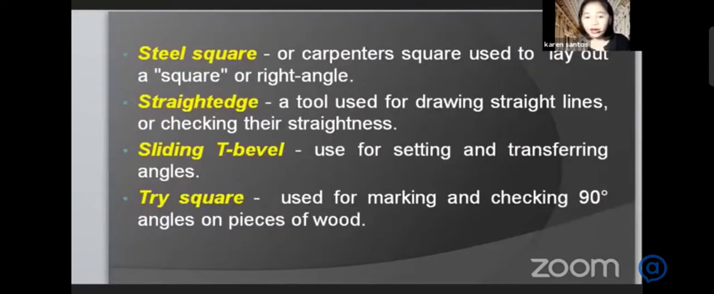Steel square, also known as carpenter square, is used to lay out the square or the right angle. A straight edge is a tool used for drawing straight lines or checking straightness. Sliding T-bevel, we use for setting and transferring angles. While the tri-square is used in making and checking 90-degree angles on pieces of wood. So if you want to measure the squareness or the right angle, you have to use a steel square.